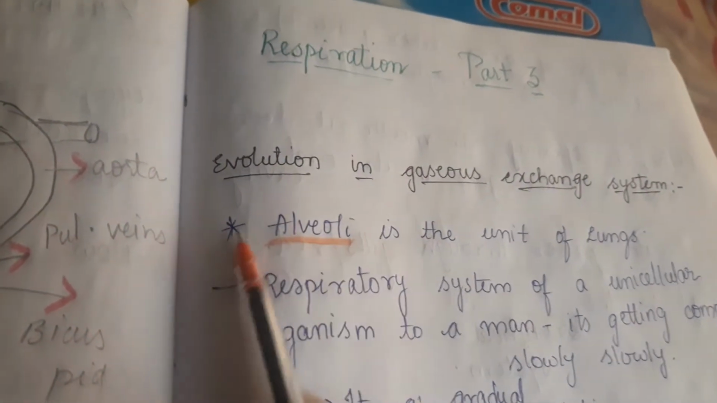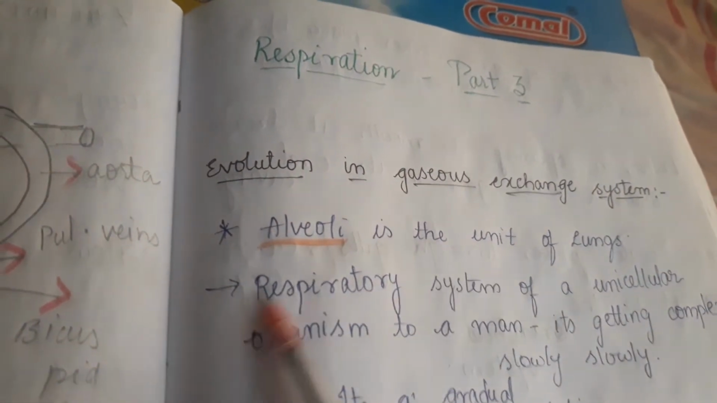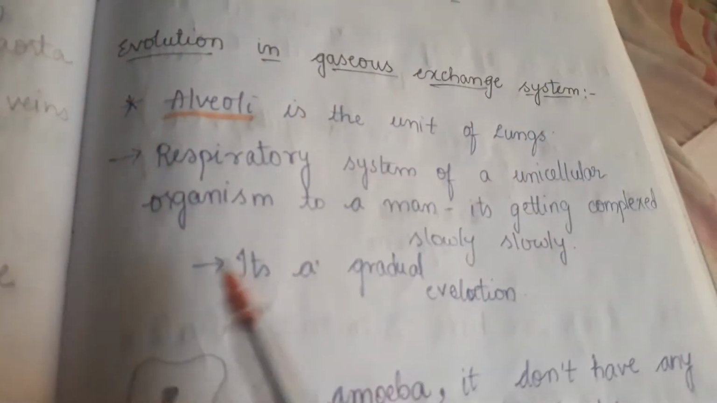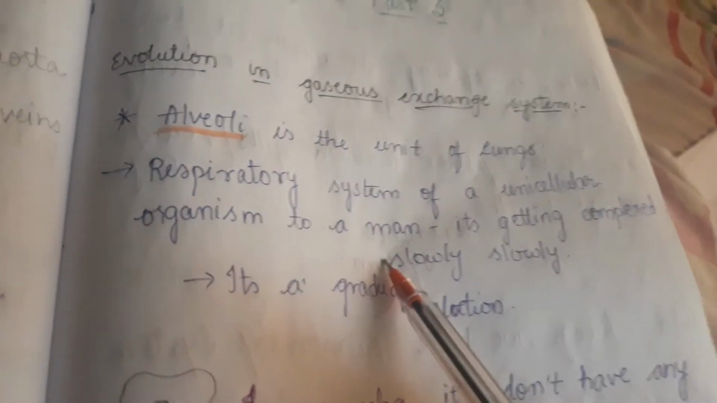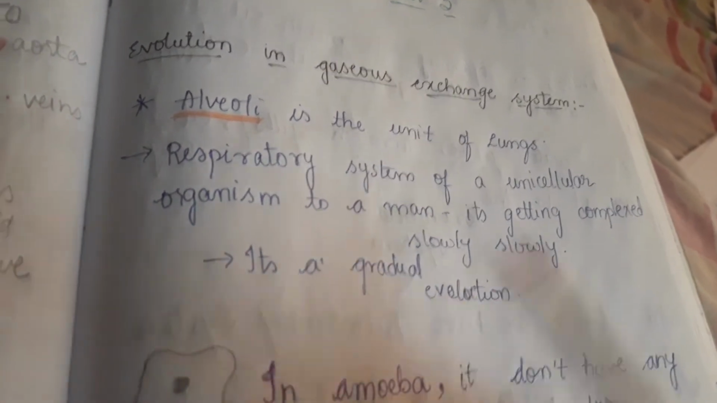Now coming to alveoli, what is alveoli? It is the unit of lungs. The lungs' units are alveoli. Okay. Now, the respiratory system from a unicellular organism to a man. Okay, to a man it's getting complex slowly. That's a gradual evolution. Now let us see in amoeba.